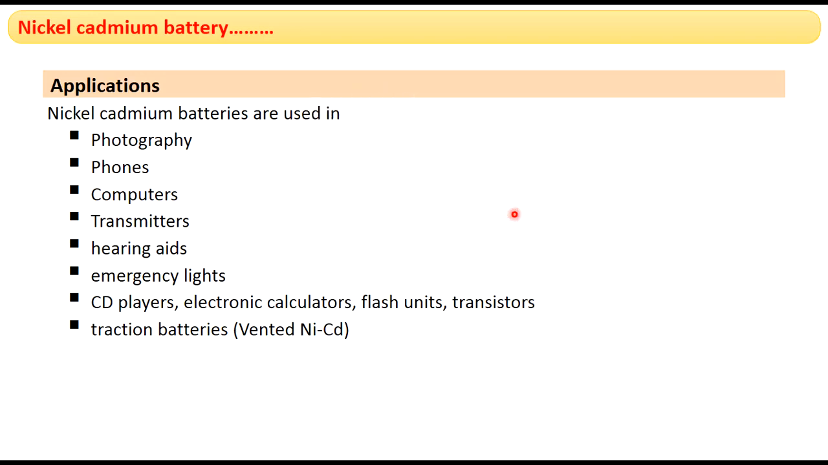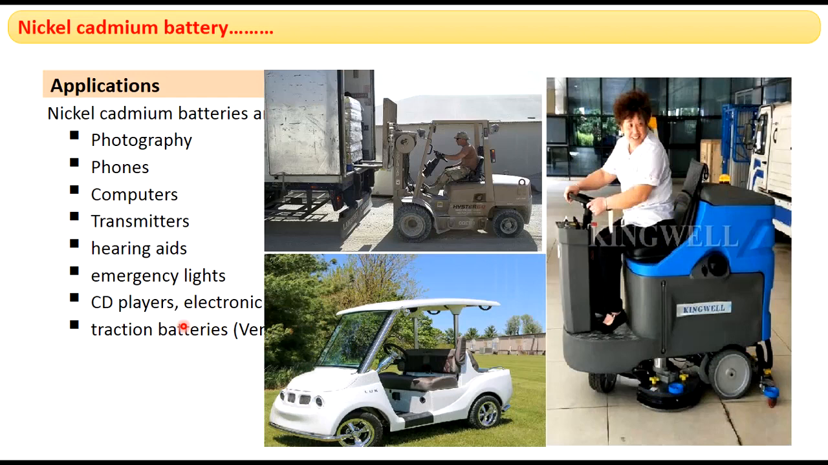Another application is these batteries are used in emergency lights like torch lights, flash lights, etc. These are also used in CD players, electronic calculators also. And vented nickel cadmium batteries are used as traction batteries. So these are the traction batteries.